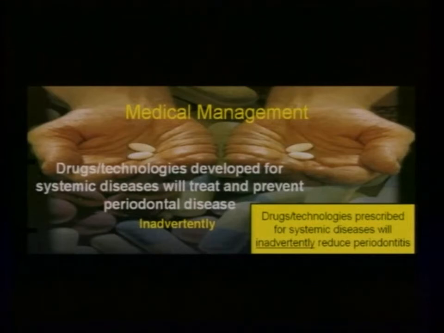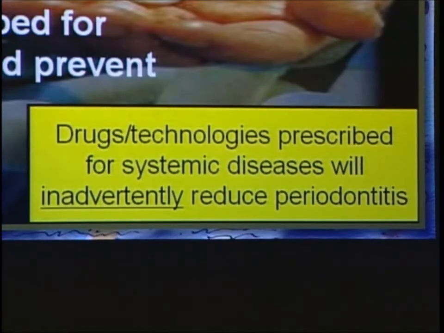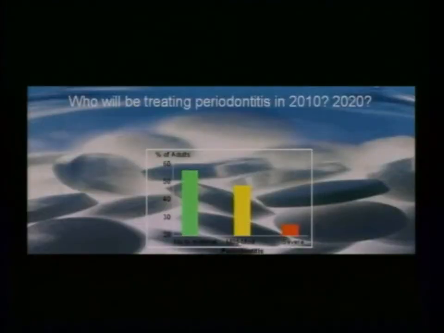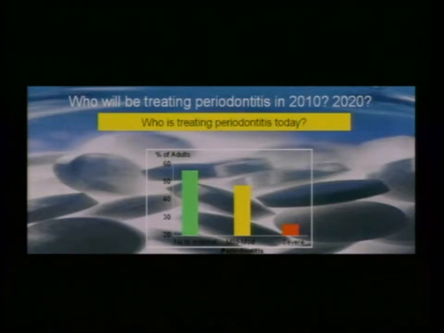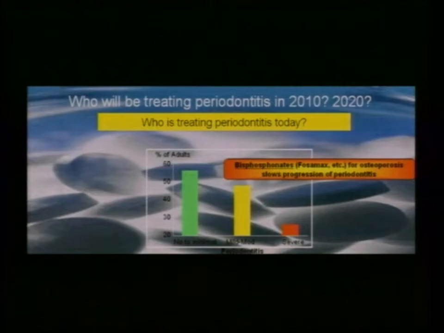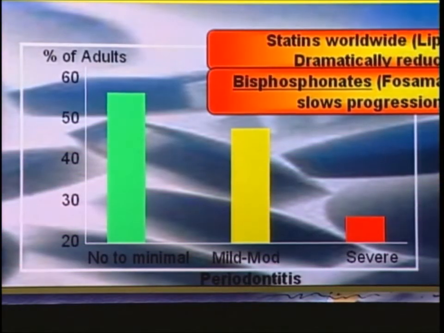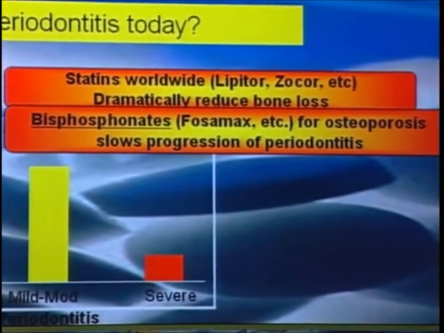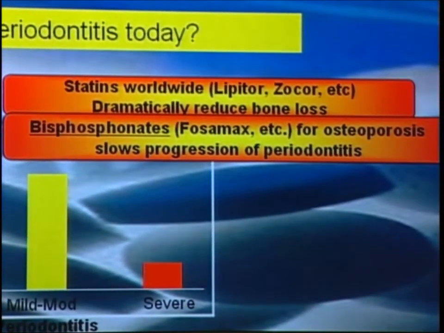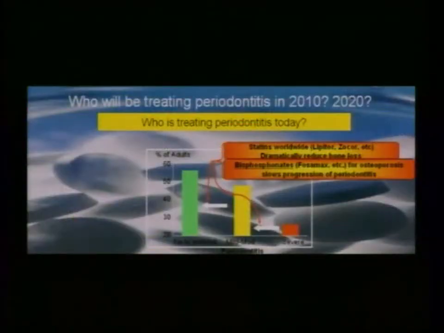Ken Corman and I talked about this when we did our Vision 2020 lecture 3 or 4 years ago, that there are drugs and technologies being developed for systemic diseases that will treat and prevent periodontal diseases inadvertently. Perhaps the question shouldn't be who will be treating periodontitis in 2010, 2020. Is it going to be general dentists? Is it going to be hygienists? Perhaps the question is who's treating it today that we don't know about. Bisphosphonates slow the progression of periodontitis. Statins dramatically reduce bone loss. These drugs are being taken by millions and millions of individuals, and it has the potential to reduce the severity of periodontal disease before these patients ever reach our office.